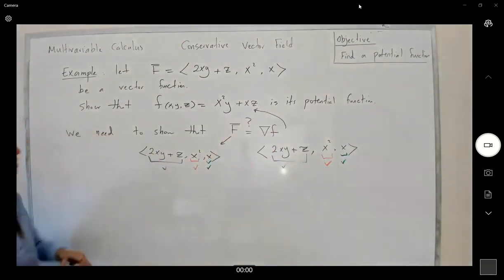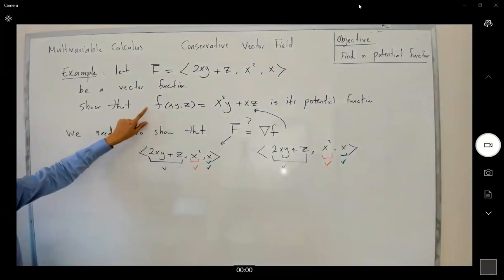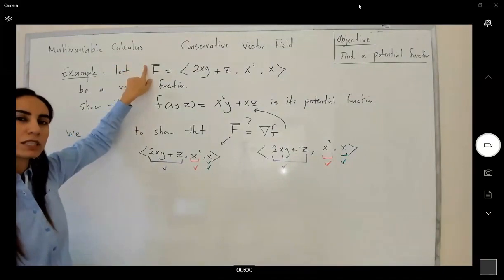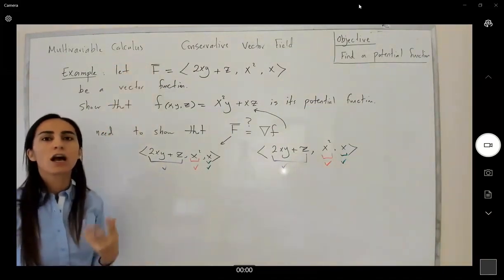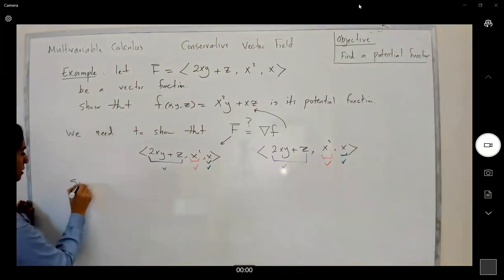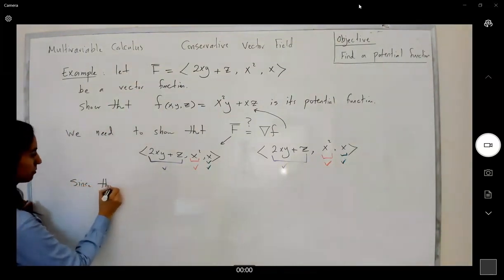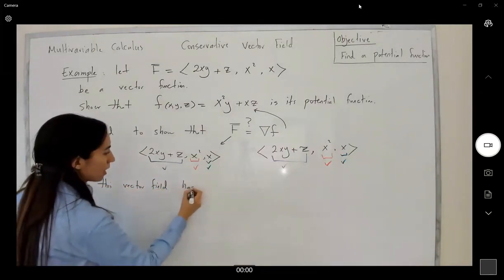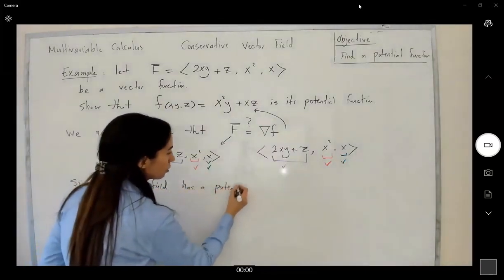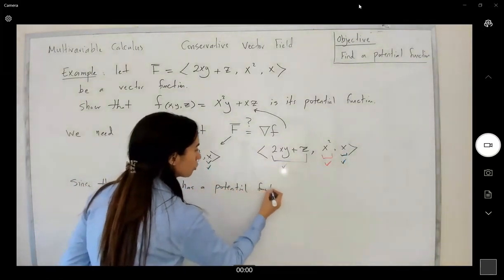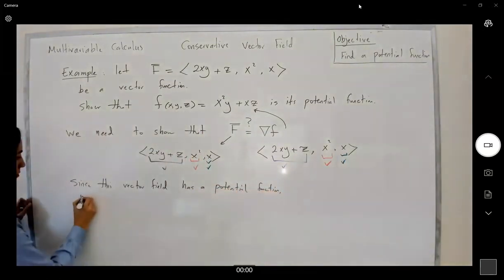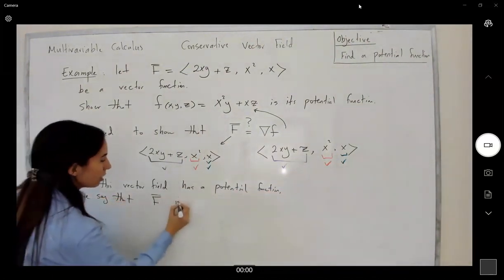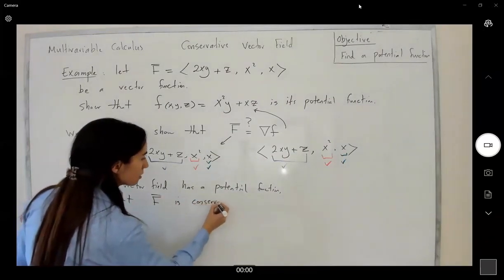What's the meaning of that? It means that this scalar function is actually the potential function for this vector field. So we say that this vector field is conservative. Since this vector field has a potential function, we say that vector field F is conservative.